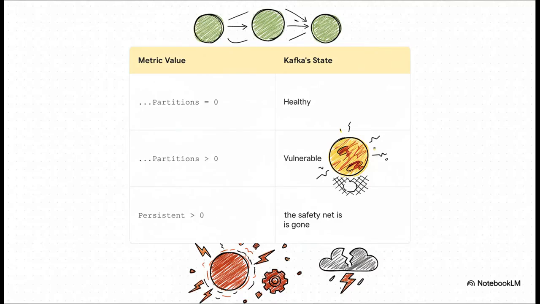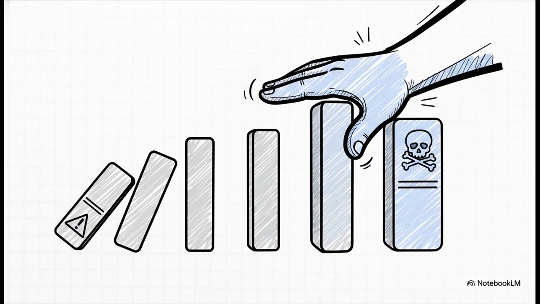Honestly, here's the simplest mental model you'll ever need. If that number is 0, you're good. Your cluster is healthy, fully protected. If it pops above 0, even for a second, you're vulnerable. The safety net is gone. But if it stays above 0 and it's persistent, an outage isn't just a possibility anymore. It's pretty much a guarantee. It's coming.